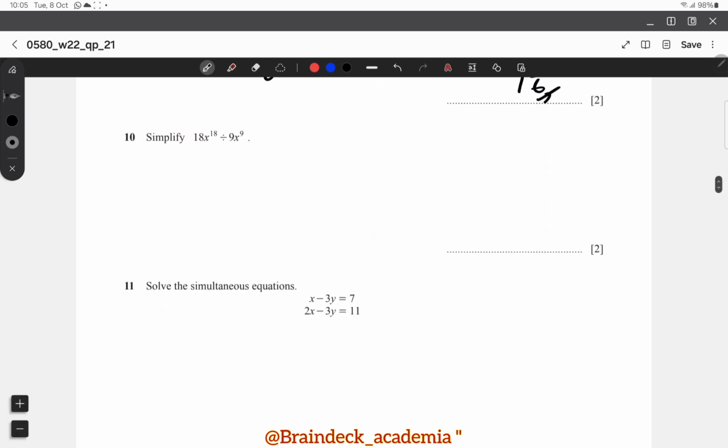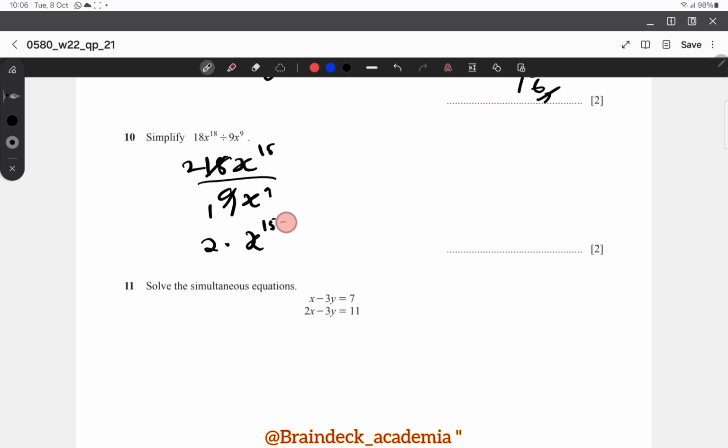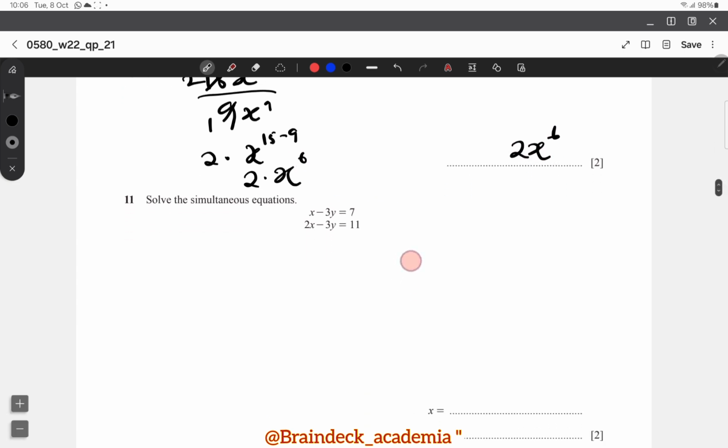Alright, number 10. This is an exponent value, so we use the exponent rule. We can rewrite this as 18x raised to the power 15 over 9x raised to the power 9. So this 18 can be divided by 9: 9 here 1, 9 here 2. Using the exponent rule, division means minus. So this can be written as 2 times x raised to the power 15 minus 9, which will give me 6. So my answer is 2x raised to the power 6. That's my answer for that.